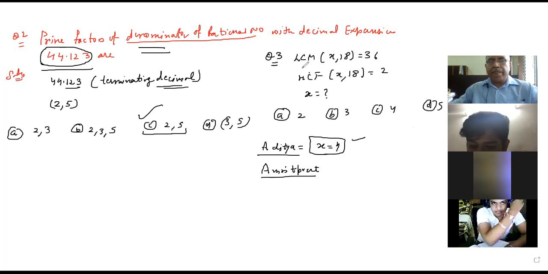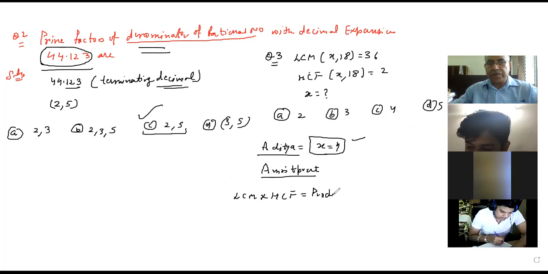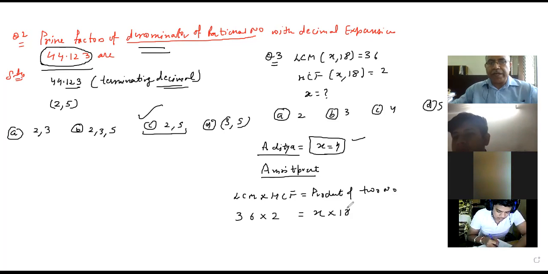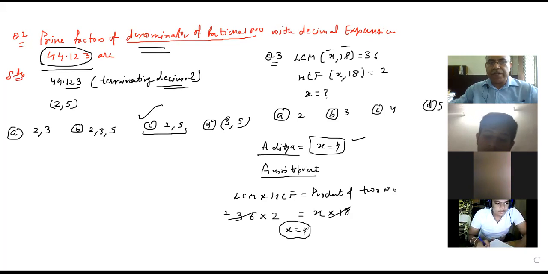Okay, let me see. Now see, LCM of this is this, HCF is given 2. We have a relation that product of LCM and HCF is equal to product of two numbers. So the LCM is 36, HCF is 2. Product of two numbers, that means x times 18, because I have two numbers, one number is x and second number is 18. So 18 goes with 2, perfect. x is equal to 4. So 4 is the correct answer. So that means option C is correct.